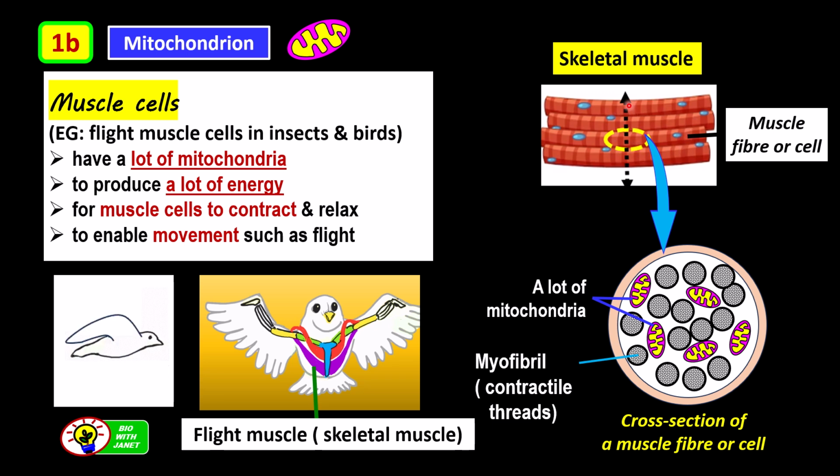Now if we cut through a cross section of the muscle cell and look at it, you will see that it has a lot of mitochondria. Then these gray circles here represent the contractile threads in the muscle called the myofibers. This is not so important, but you can see a lot of mitochondria, and that is to provide more energy for muscle cells to contract, so that muscle cells can contract rapidly and powerfully to enable movement such as flight or even running.